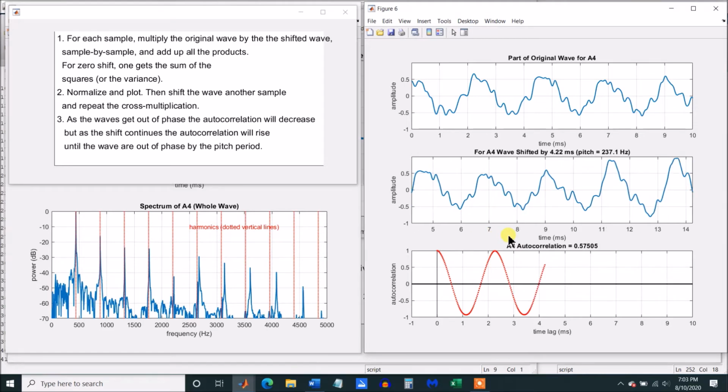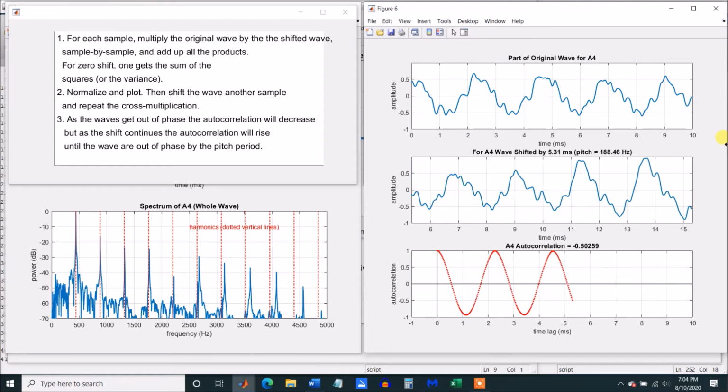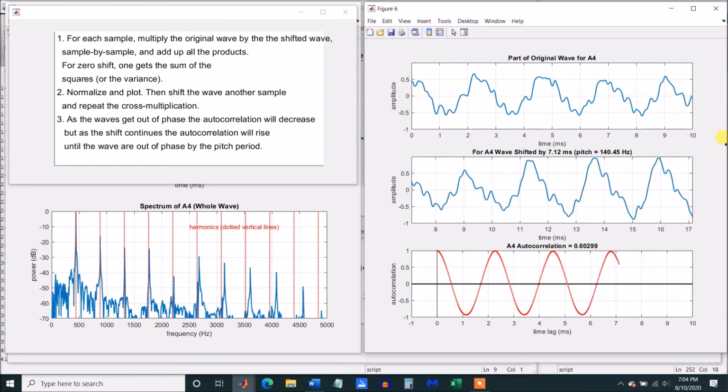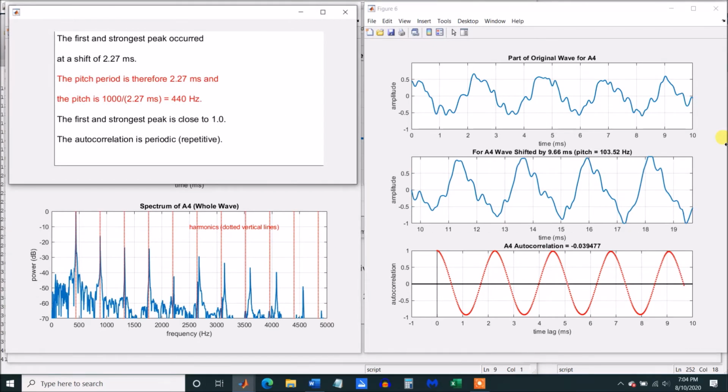And you see it's going to repeat, because pretty soon I'll be able to line it up such that I've got peaks with peaks. This peak here, for example, is this one over here. Keep on going. I'll keep on going for the whole wave. Okay, so now, I'm assuming I'm all done with it.